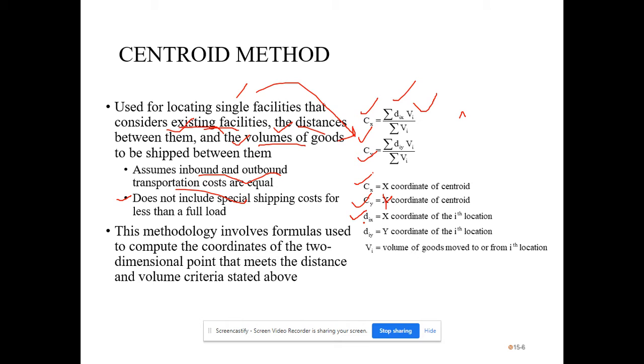Dix is the x coordinate of the existing location. Diy is the y coordinate of the existing location. And Vi is the volume of goods moved to and fro from the ith location. Now let me explain this using an example. It will be much more clear to you.